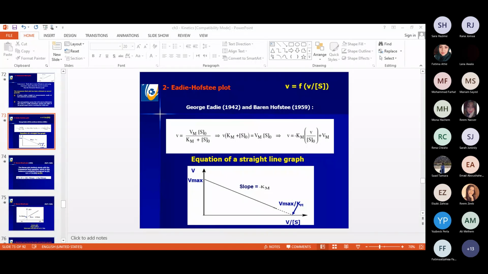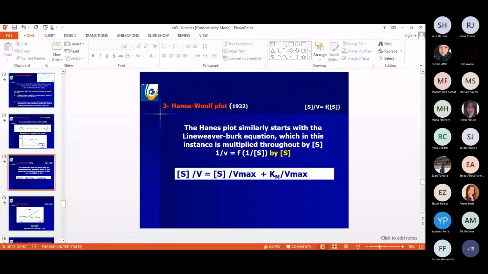Okay. We pass now to a third method proposed by Hanes and Woolf. Hanes and Woolf started not from V as a function of S from Michaelis-Menten, but took the equation, 1 over V as a function of 1 over S, and multiplied it by S. They got S over V equal to S over Vmax plus Km over Vmax.